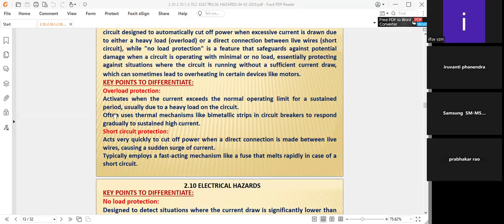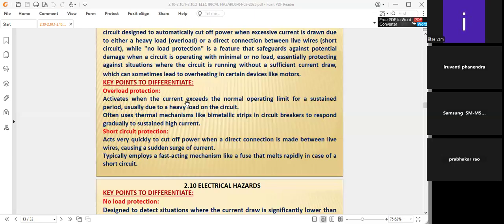First of all, overload protection activates when the current exceeds the normal operating limit for a sustained period, usually due to heavy load on the circuit. Definitely, it becomes an overload on the equipment. Apart from higher than normal operating limits, a sustained period is there, for example a long period or a limited period. When it exceeds the normal operating load for a long period, it is treated as an overload circuit, and we have to see that immediate tripping is there to save the equipment.